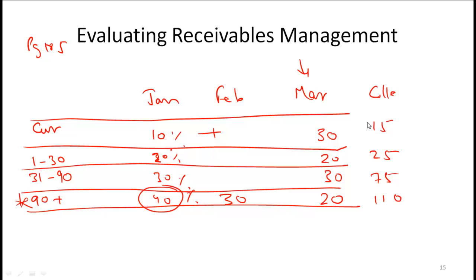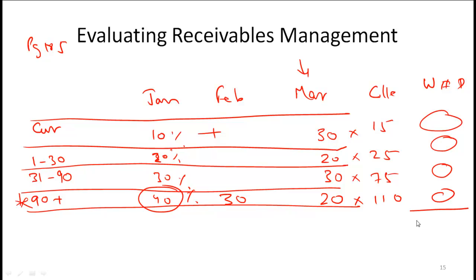So we then come up with the weighted number of days. We multiply 30% by 15, 20% by 25, 30% by 75, 20% by 110, and we come up with all these numbers, and then we add them up. All these are added, and you come up with the weighted average. So this number is the weighted average collection days.